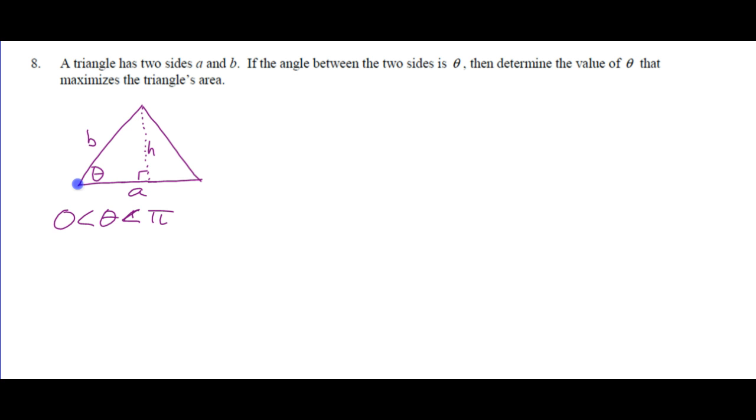So if theta equals 0, or theta equals pi, then the area would be 0. All right, now what is area, right? Well, it's 1/2 base times height, right? Area is 1/2 base times height.